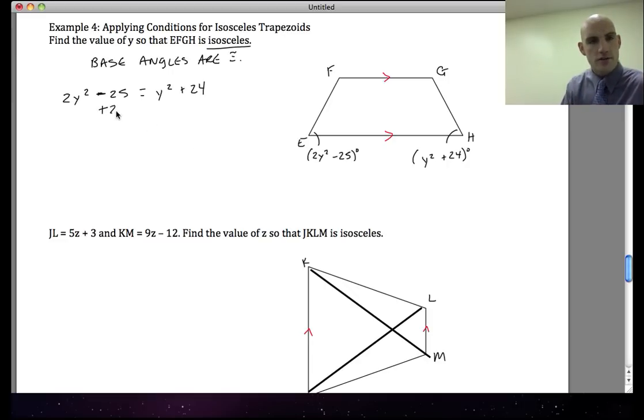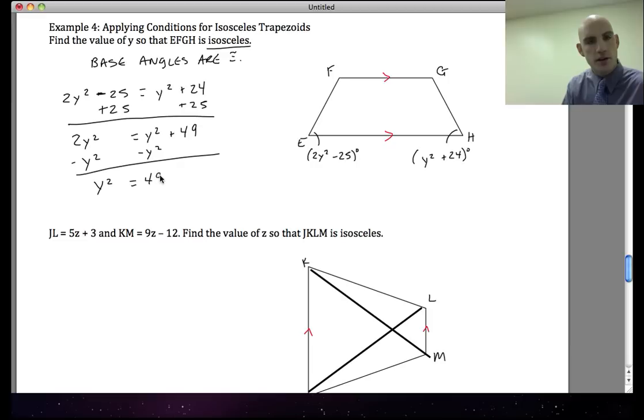So I'm going to add 25 here. I have 2y squared is equal to y squared plus 49. I'll subtract y squared. I have y squared is equal to 49. So y is 7 or negative 7. Okay? So that's how this works.